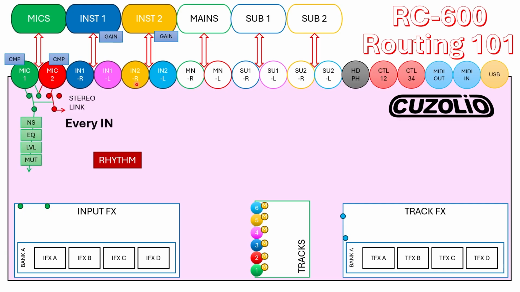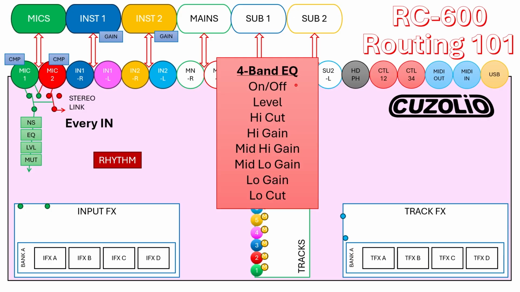Let's look at that stereo linking a little bit differently. I'm going to make this like an electrical diagram. Are these two linked or not? But if it's not, let's follow the signal path. First thing I have is a noise suppression knob. I can add a little bit of noise suppression to get rid of some of that crackle when nothing's going on. I have a 4-band EQ section for this, includes an on and off and a level, but then I have high cut, high gain, mid-high gain, mid-low gain, low gain, and low cut.